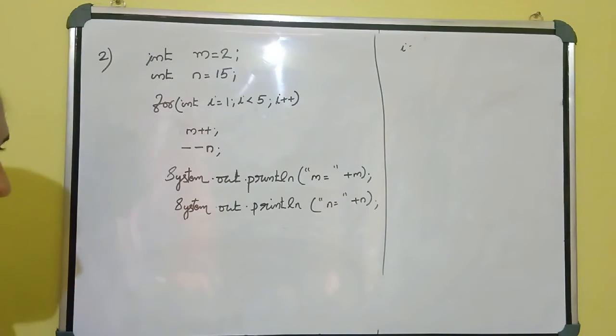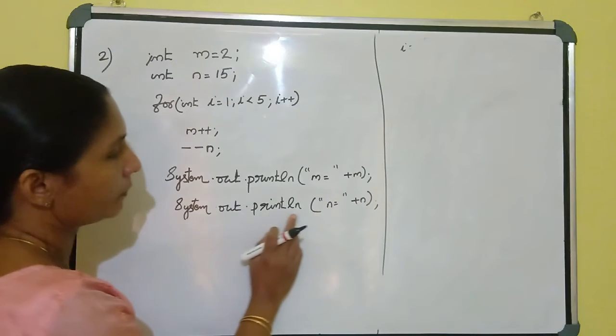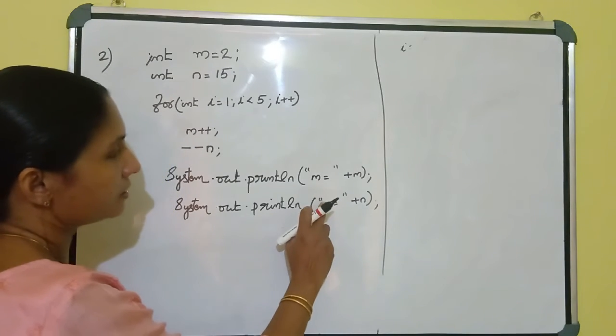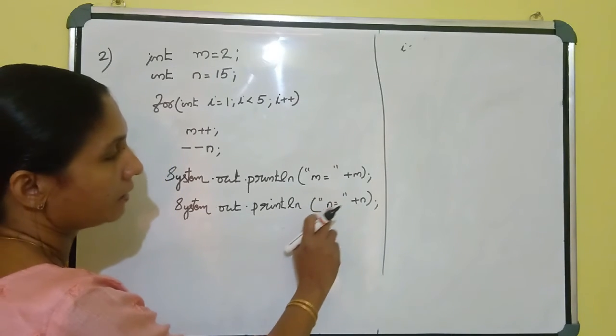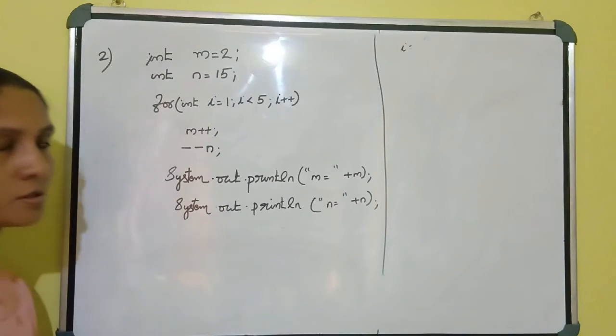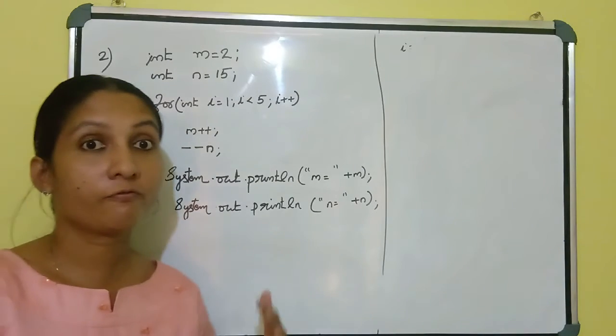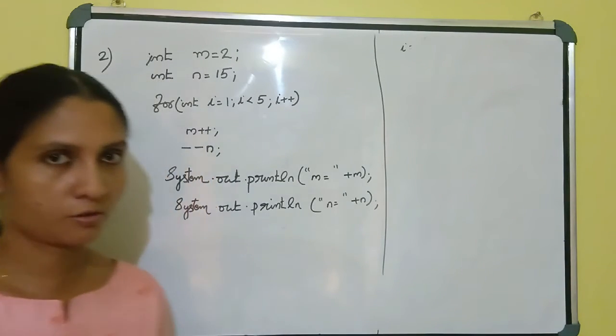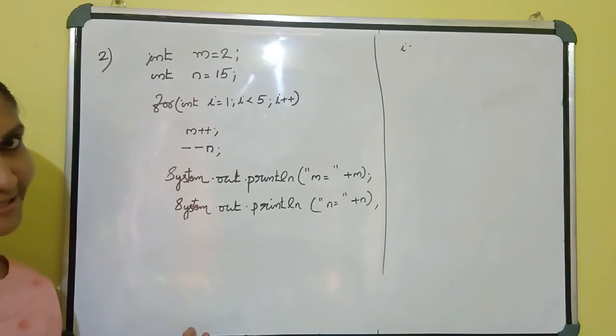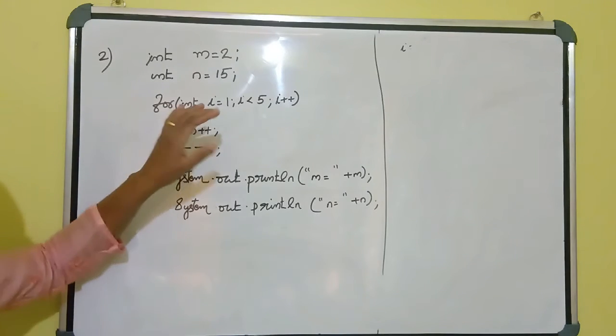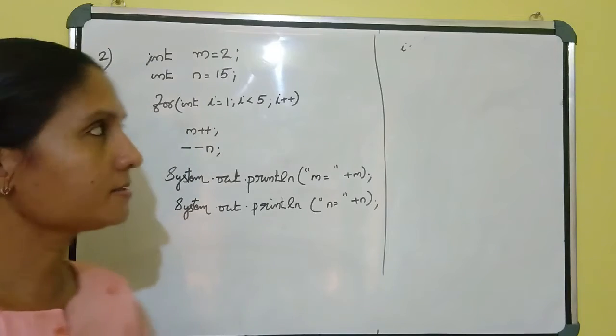After that, you have to put a semicolon also: System.out.println, then open the bracket, within inverted commas "n is equal to " plus n, then close the bracket, semicolon. This is the question: find the output of the values. Okay, then how can you find this output? You can easily find out, but just listen to these things.